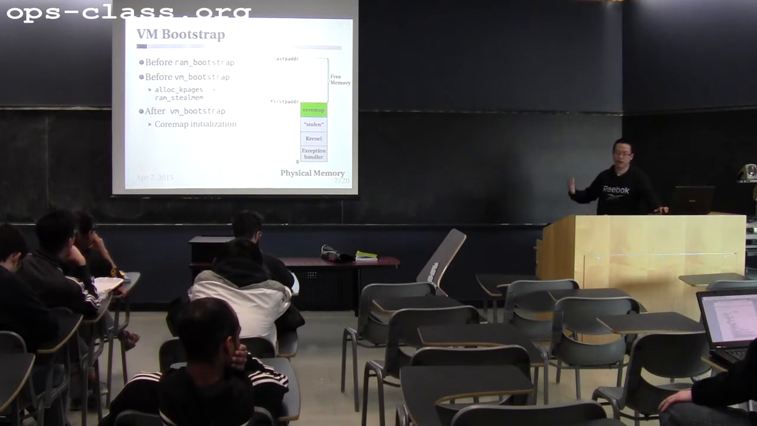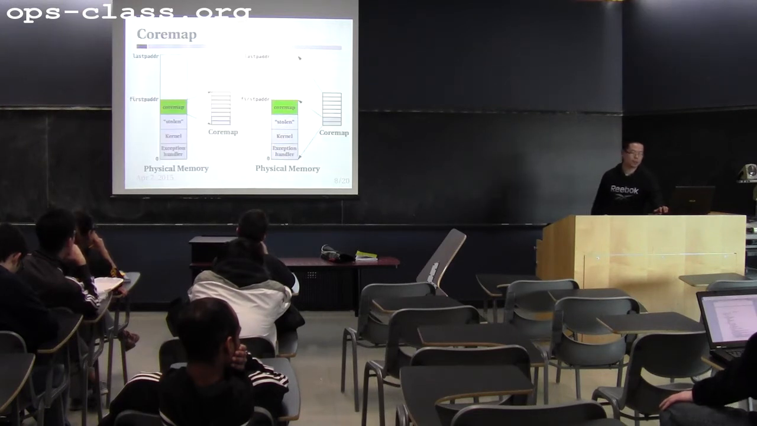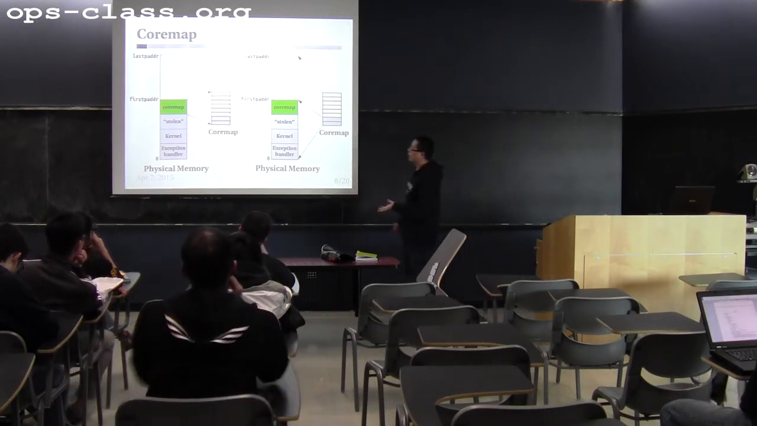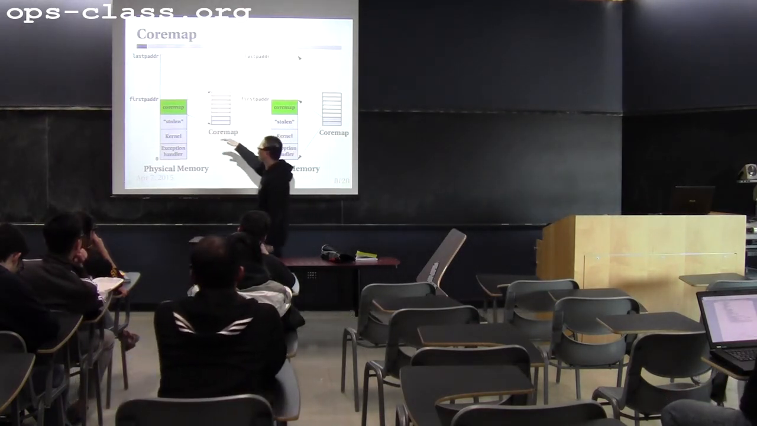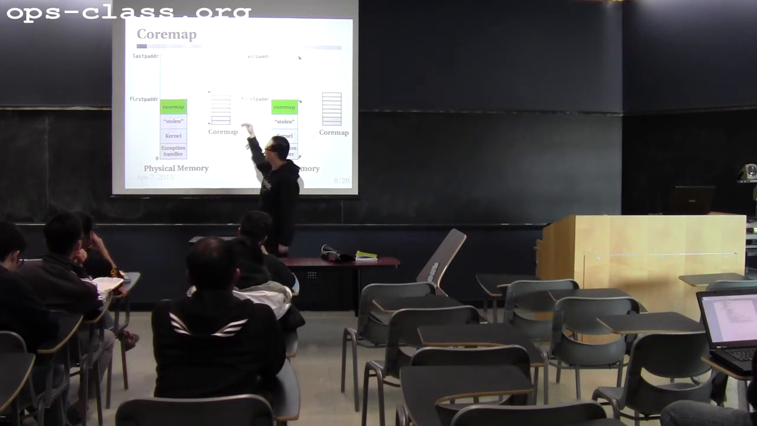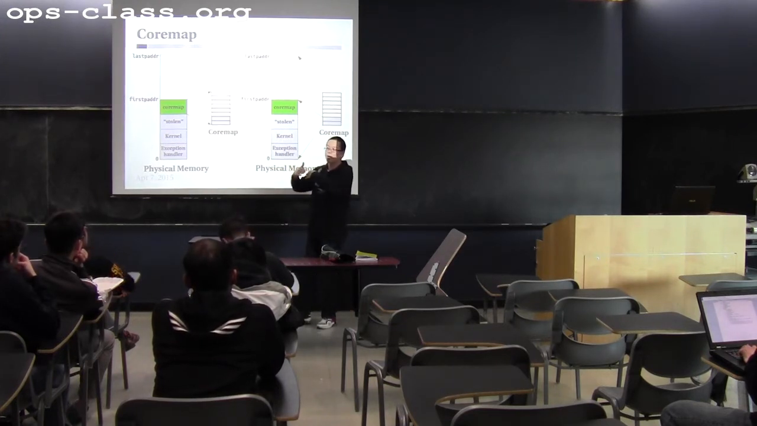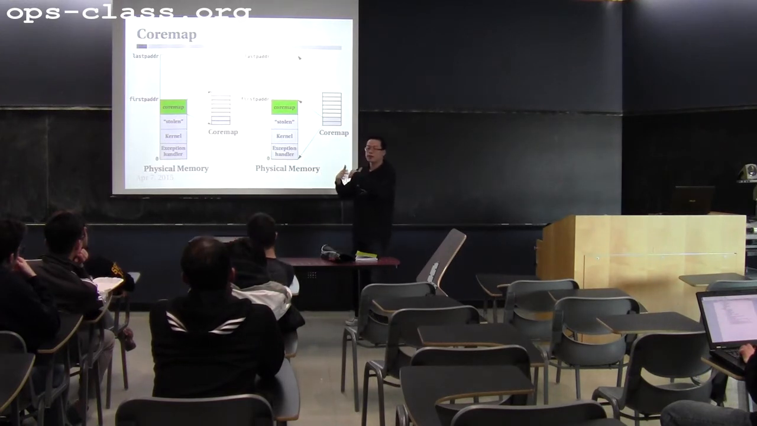So this is the VM bootstrap process. Now let's take a closer look at the coremap. As we were saying, the coremap is allocated right after the stolen memory, which is here. So the coremap should be a list or array of entries, right? Each entry corresponding to one physical page. That's how you manage things.